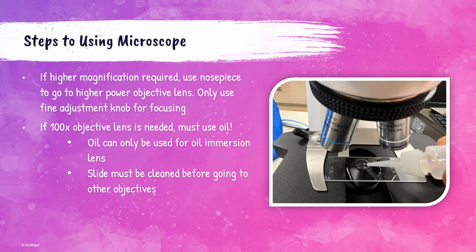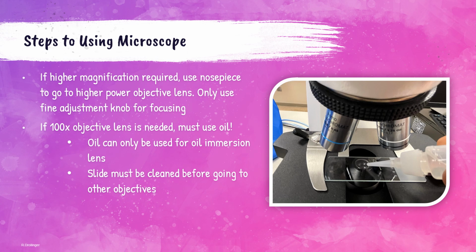If a higher magnification is required, use the nose piece to go to a higher power objective lens. At this point, only the fine adjustment knob can be used for focusing. If the coarse adjustment knob is used at this point forward, the slide can be crushed.